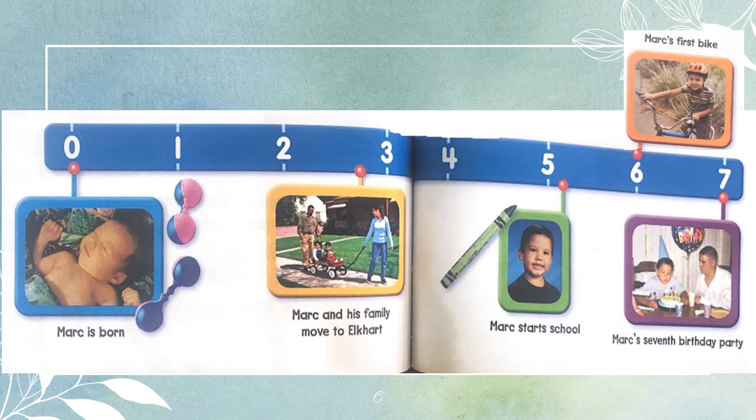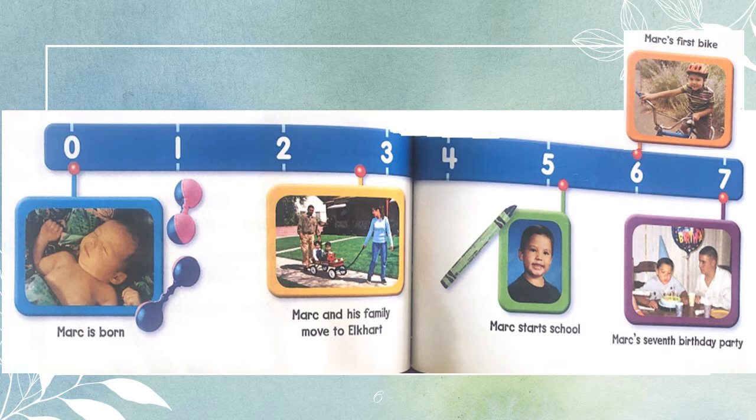Now let's look at this example of a timeline for Mark. This shows the number of years starting from when he was born until he turned 7 years old. So 0, 1, 2, 3, 4, 5, 6, 7 on the timeline shows that he turned 1 year old, 2 years old, 3 years old, 4 years old, and so on until he turned 7 years old. So at 0 you see it says Mark is born. So this is when he was born.